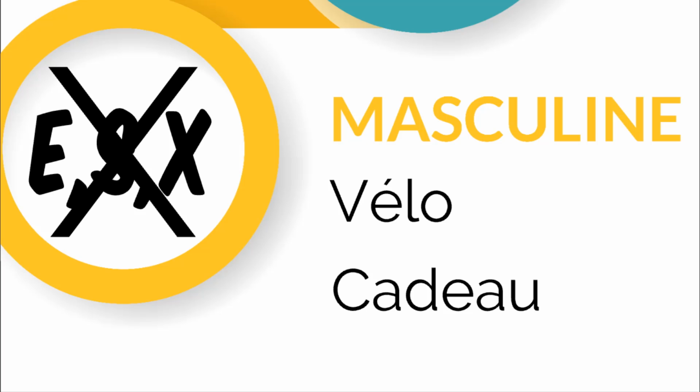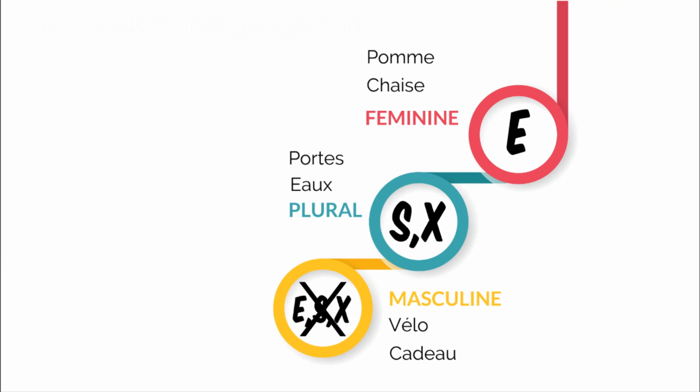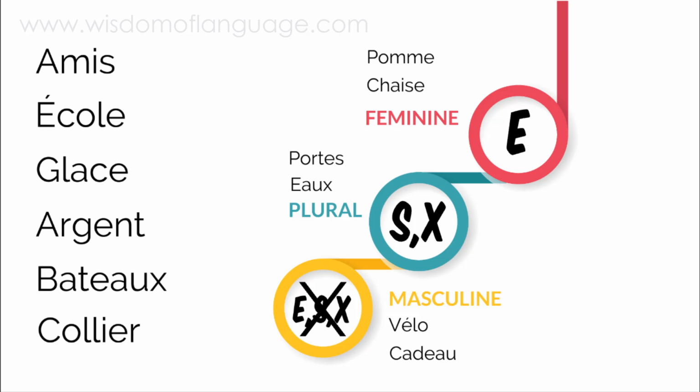So this is how we find out the gender of a noun. You have to go in this order. First, when you see a noun, you find out whether it is ending in E. If it is not ending in E, you check whether it is ending in S or X. If it is not E, S or X, then it will be masculine. So first you check for feminine, then plural, and then masculine. Here we have a list of words. We'll put these words accordingly in the right places.